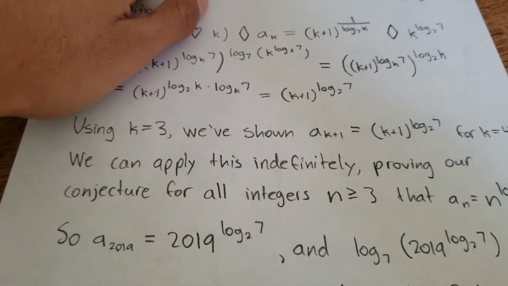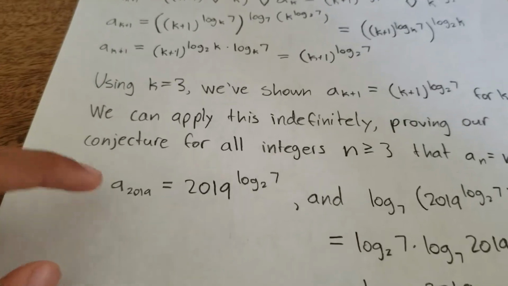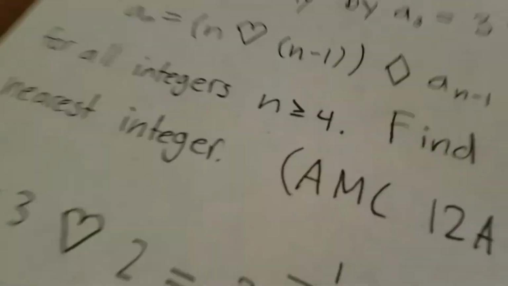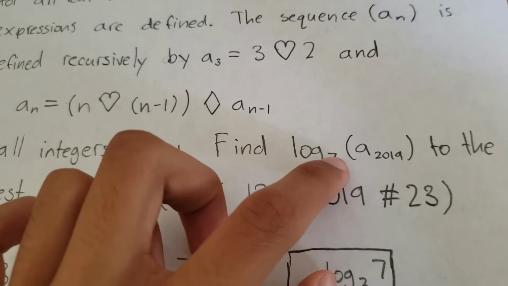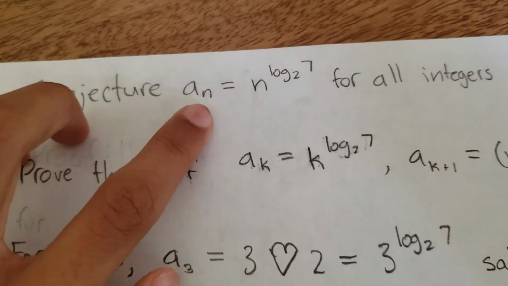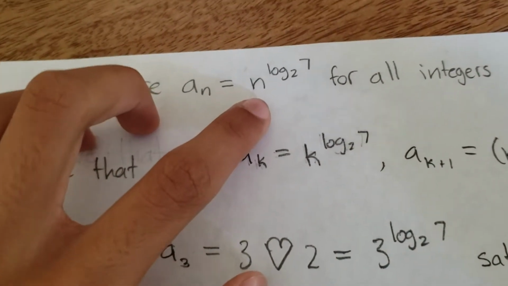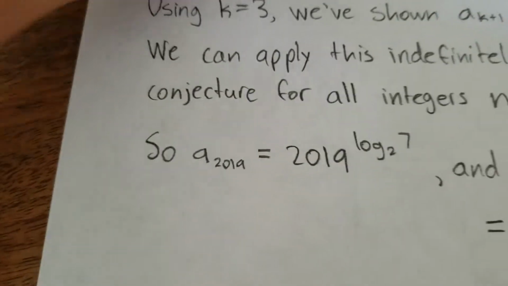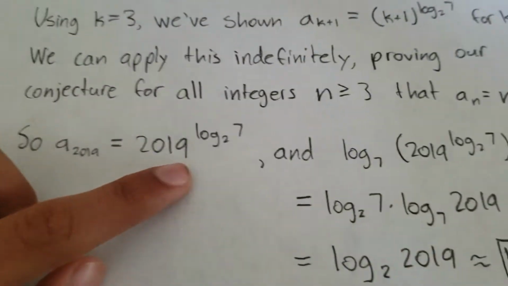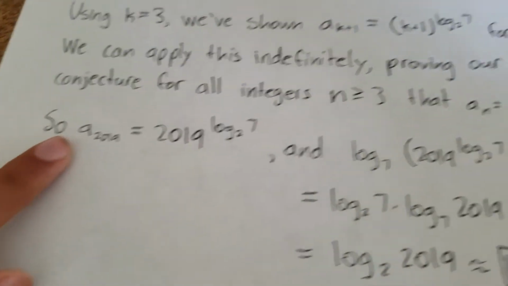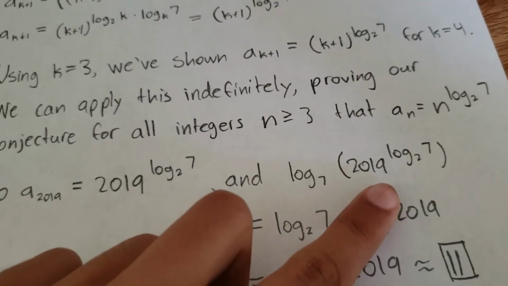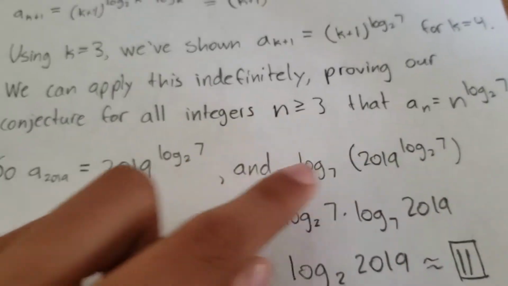So, let's find a sub 2019, because remember, we can't forget that our problem is asking us to find log base 7 of a sub 2019. So a sub 2019, by our formula here, is 2019 to the log base 2 of 7. Alright, so it's asking us to find log base 7 of a sub 2019. So it's log base 7 of 2019 to the log base 2 of 7.